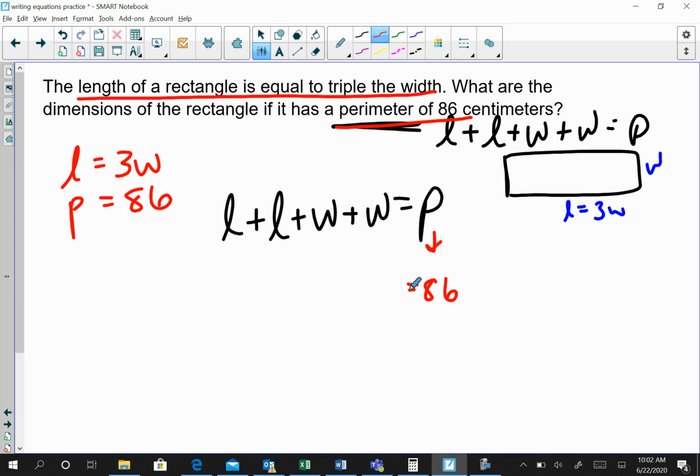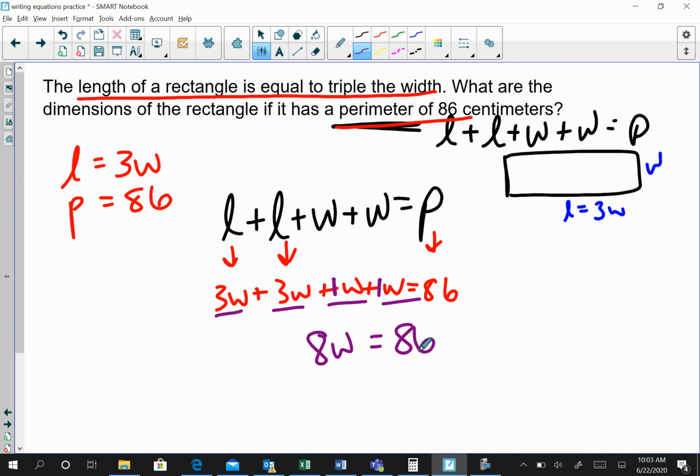Now I've got L equals 3W. That means for each place that L is, I'm going to put in 3W. The W's can stay W's. They're solid. Now I have one equation with one variable. This is solvable. Combine your like terms. 3W plus 3W plus W plus W, these are 1W's. So that's 3, 6, 7, 8W is equal to 86.